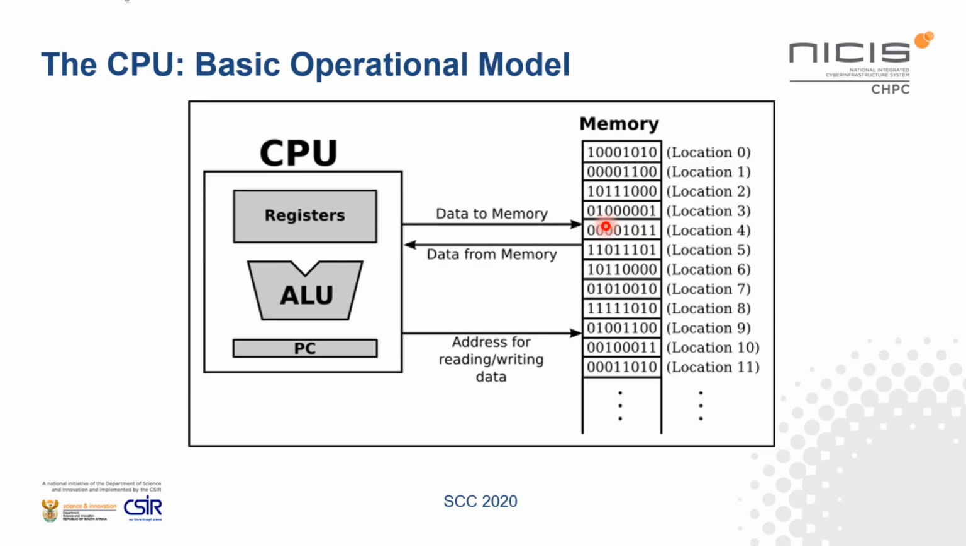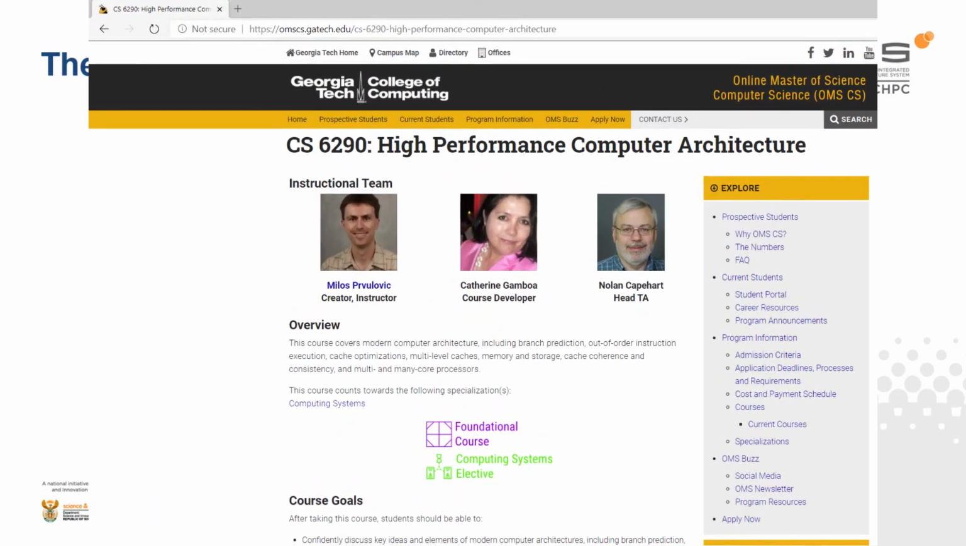But for anyone that might be interested in finding out more about these concepts, I strongly recommend Georgia Tech's CS6290 High Performance Computer Architecture course that is available on YouTube and Udacity. Just be aware that it's a subset of a graduate level course offered for a Master's in Computer Science, so it can get very intense, but it's also very interesting and very informative.